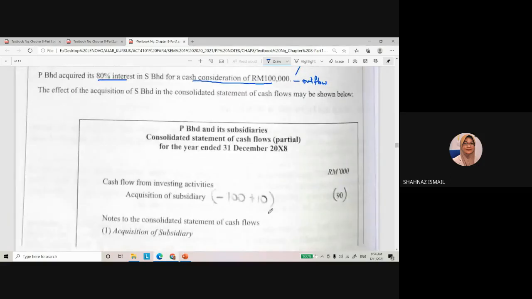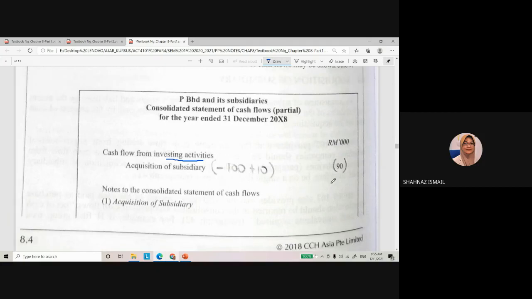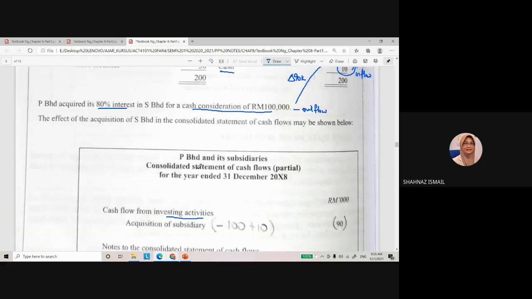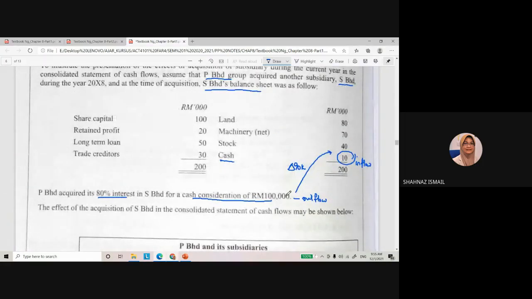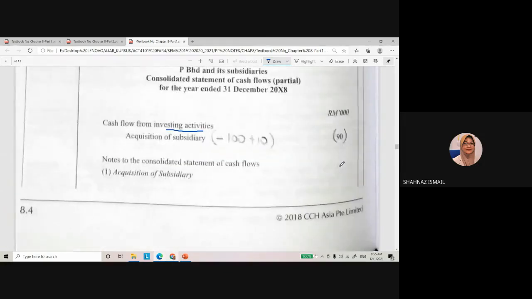Okay. Jadi kita boleh tunjuk dalam bentuk macam ni ya. Di bawah investing activities, sebab you acquire subsidiary, maka dia diletakkan di bawah investing. You invest in a subsidiary. So acquisition of subsidiary you boleh tulis sebagai 90 negatif. Okay. Right. Ataupun kita boleh pecahkan amount ini kepada 100 dan 10. 100 outflow dan 10 inflow. Okay, you can do that. But the important thing is dia akan masuk di bawah investing activities.